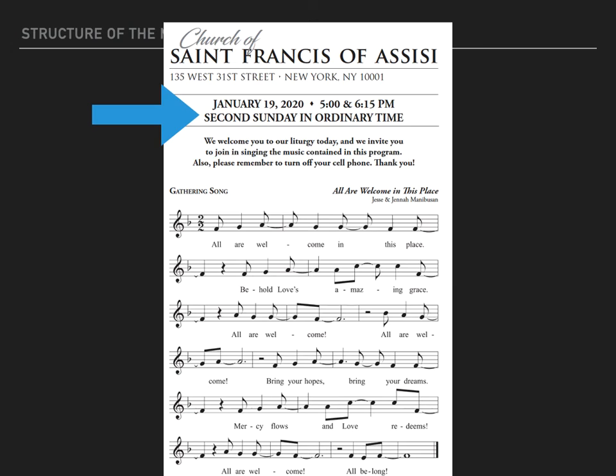And then, similar to Corpus Christi, on the left side, you have the part of the Mass, the gathering song. This is also known as the introit or the entrance chant. And then on the right side, you have the title of the piece. This is slightly different from Corpus Christi, but here you have the title of the piece above. All are welcome in this place. And then just below that, you have the composer's name.